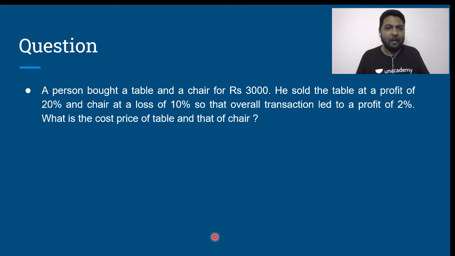I'll repeat again. A person bought a table and a chair for rupees 3,000. He sold the table at a profit of 20% and chair at a loss of 10%. So that overall transaction led to a profit of 2%. What is the cost price of table and that of chair? You have 1 minute time to think.